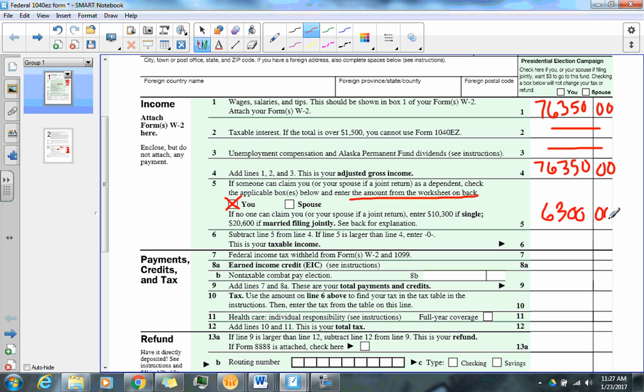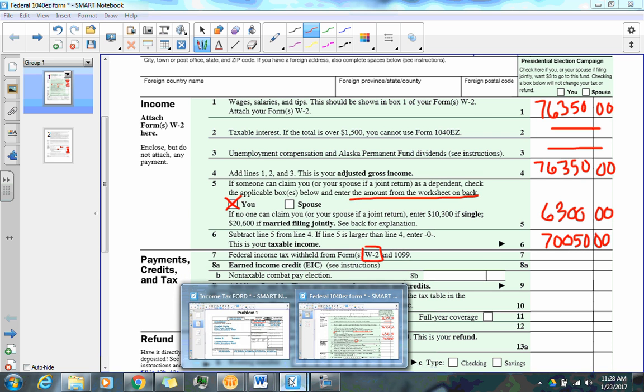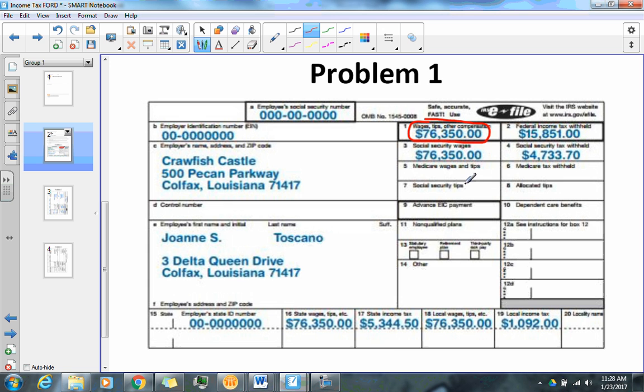Okay. Now just follow along. 6. Subtract line 5 from line 4. All right, so we're at $70,050. All right, number 7 is federal income tax withheld from W-2. Now the W-2 tells you, so we have to go back to the W-2. Let's see if I can find my W-2. Federal income tax withheld. It is right here.